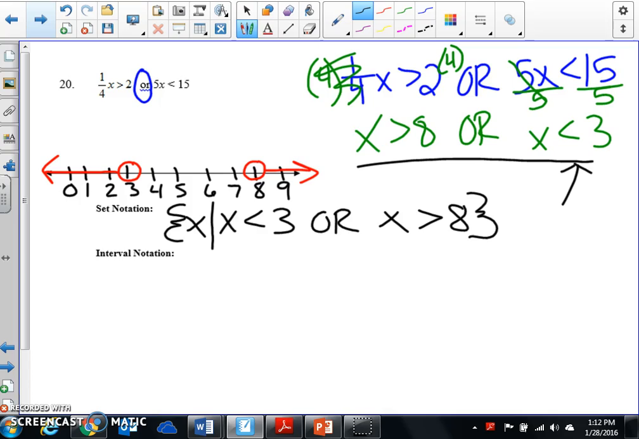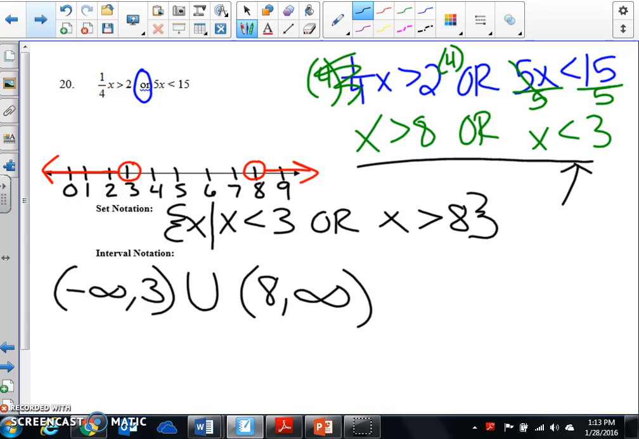And then for interval notation, I look back up at the graph. It's pointing to all negative infinity numbers, so negative infinity, 3 parenthesis, union. And then I go to 8. That's also an open circle, so parenthesis, to positive infinity.